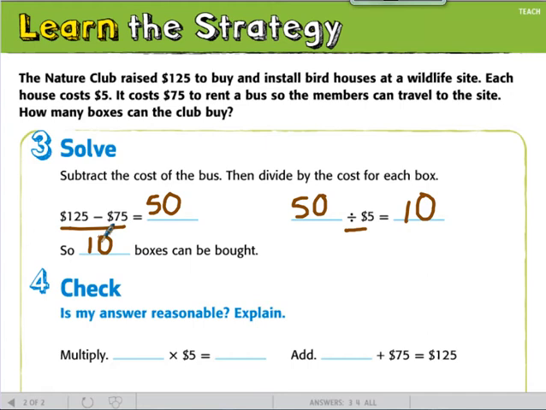Now we're going to go backwards just to make sure it makes sense. Okay? So we're going to multiply. We're going to do the opposite of everything. So if we divided 50 by 5, we're going to multiply 5 by what? 10. So 10 times 5 equals 50. Then we're going to add that to the 75 we spent on the bus to see if we get 125, which we do. So our answer is good. Give you a little smiley face, and we get to move on.